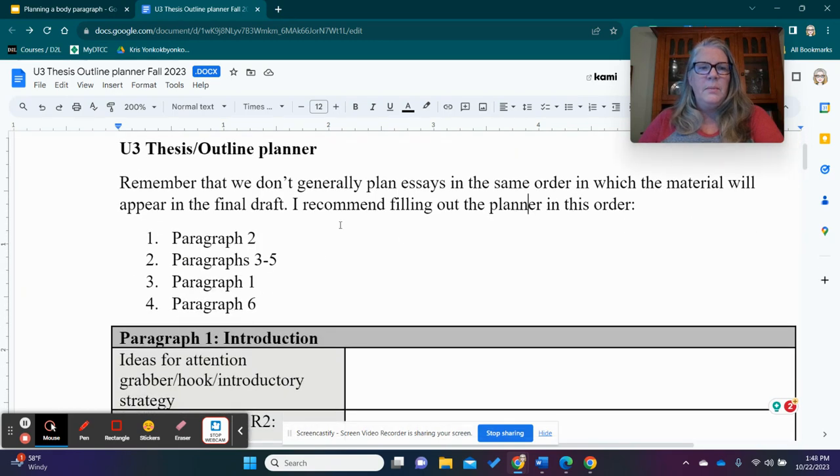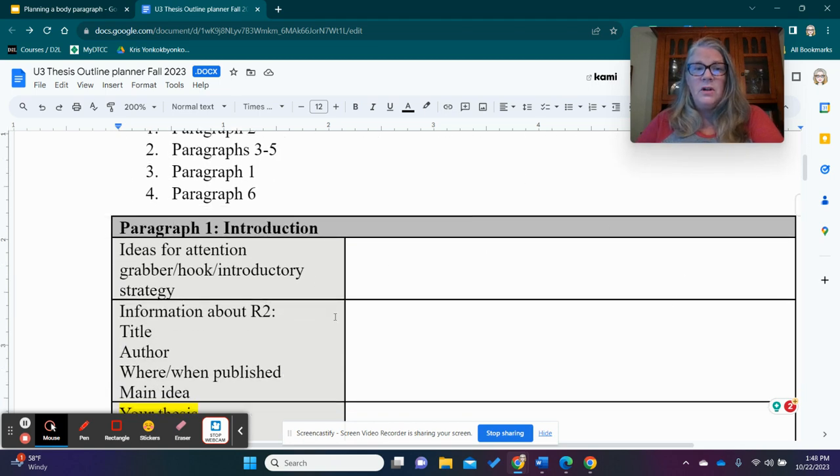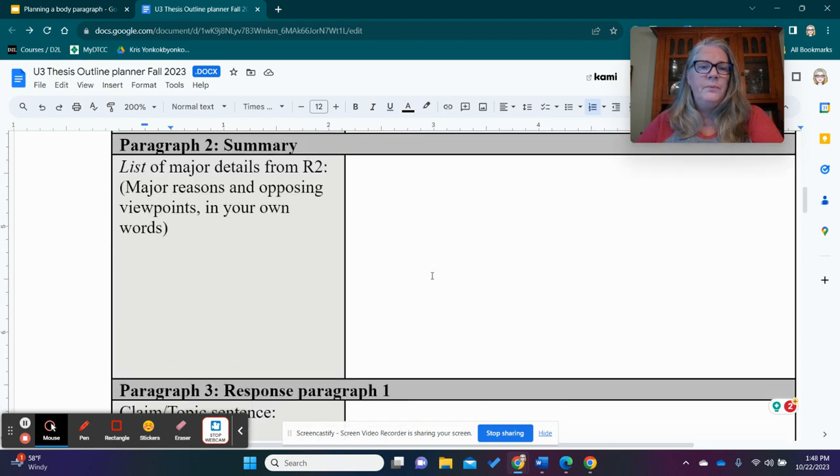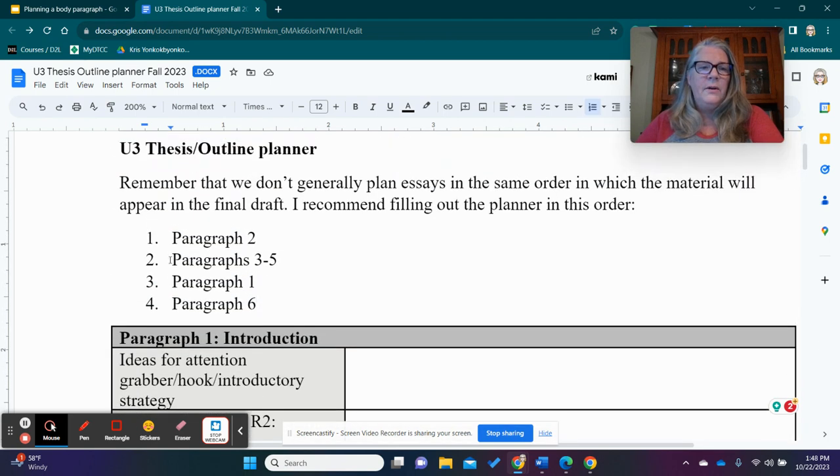And it says right up here that we generally don't plan in the order in which the material will appear in the final essay. So we don't usually start with the introduction in our planning, even though that's the first part of the essay. The previous lesson went over how to do your summary for paragraph 2. And now we're going to go over how to plan the bulk of your essay, which is paragraphs 3 through 5, the response paragraphs. And then in another lesson, I'll review information on introductions and conclusions.